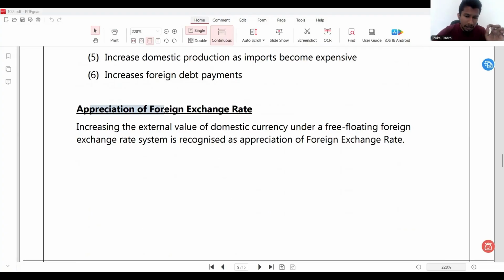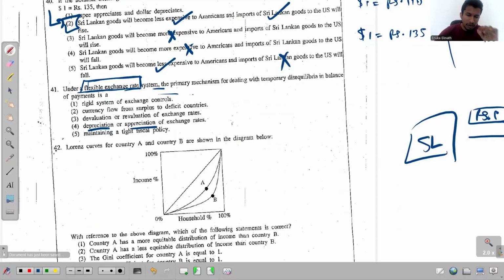So when we say everything, we must read consciously. So the answer for this question number 41 is the fourth one there.